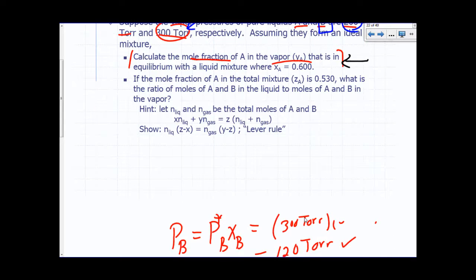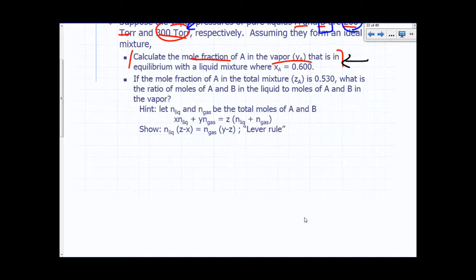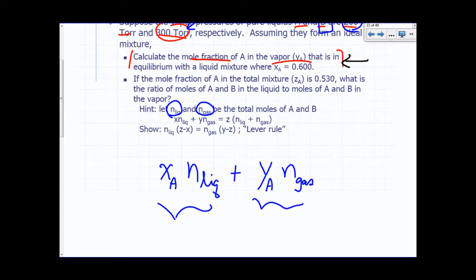Think of it this way. Let N liquid be the total moles of A and B in the liquid, and N gas be the total moles of A and B in the gas. Okay, so that means, I'm just going to look at A: mole fraction of A in the liquid times the total moles in the liquid, plus the mole fraction of A in the gas, which I'm writing as Y sub A, times the total moles of A and B in the gas. This is all the A in the liquid, and this is all the A in the gas.